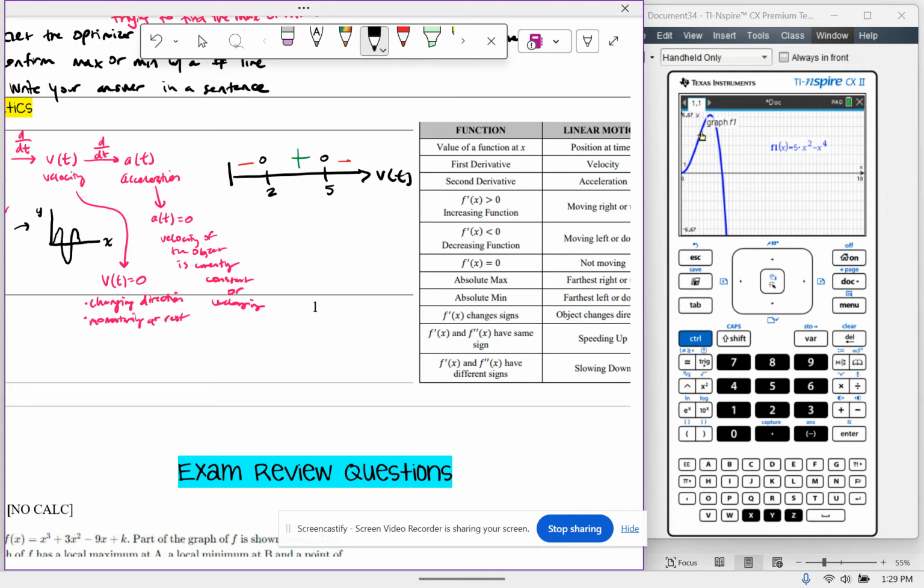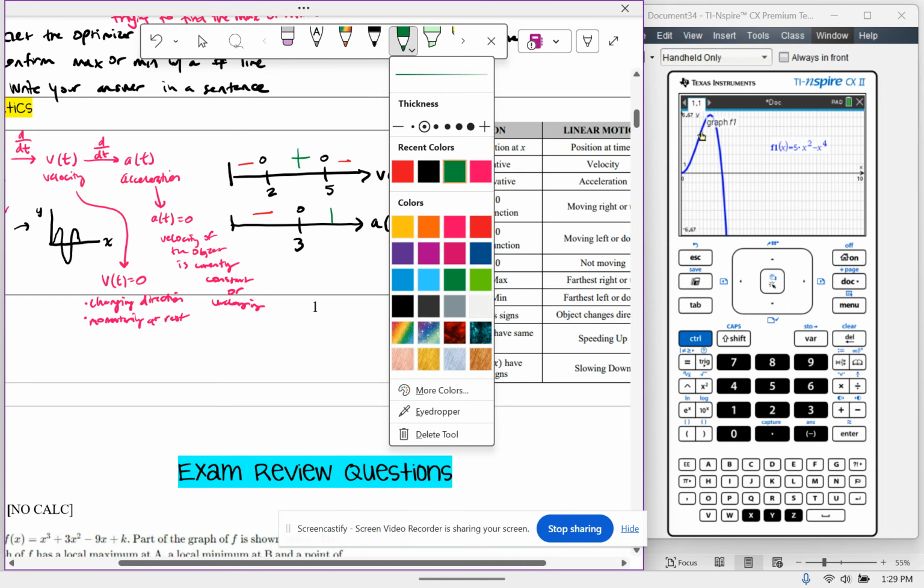Then we took the derivative of the velocity function, found the acceleration function, created a number line of that guy, put it right below, and lined it up. And we found that guy to be 0 when t equals 3. Then we tested a little below and a little above. We got a negative here and a positive here.